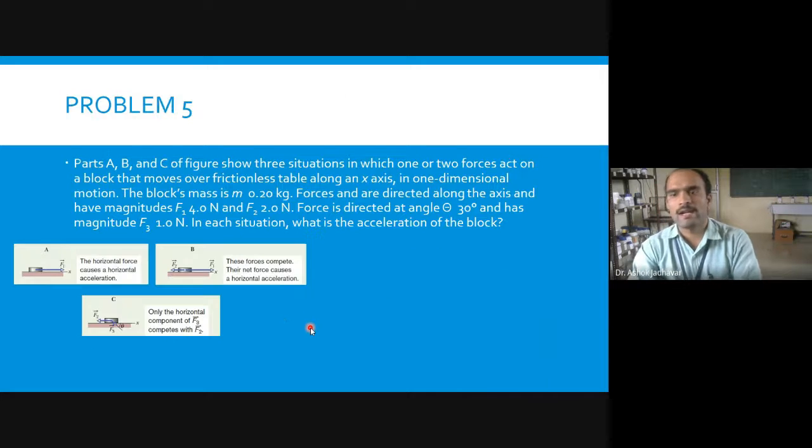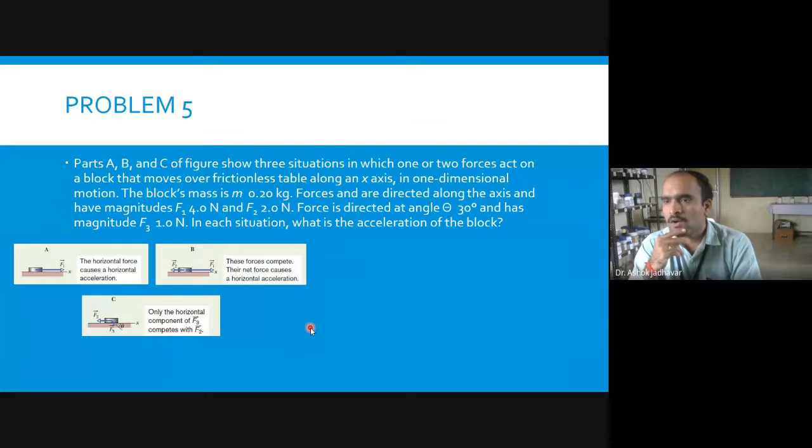Now let us go ahead and try to see some of the formula, some of the problems. So here we are having three situations: part A, part B, and part C. In part A, part B, and part C, let us consider each case independently. What we are having? We are having one table, and we are having one coin there, or one block is there, and now we are applying some force on it. Let us look at the problem first, then we will discuss what is there.